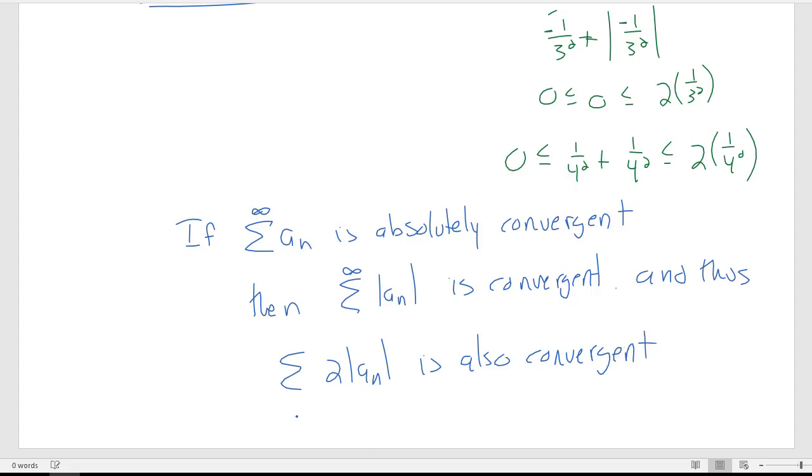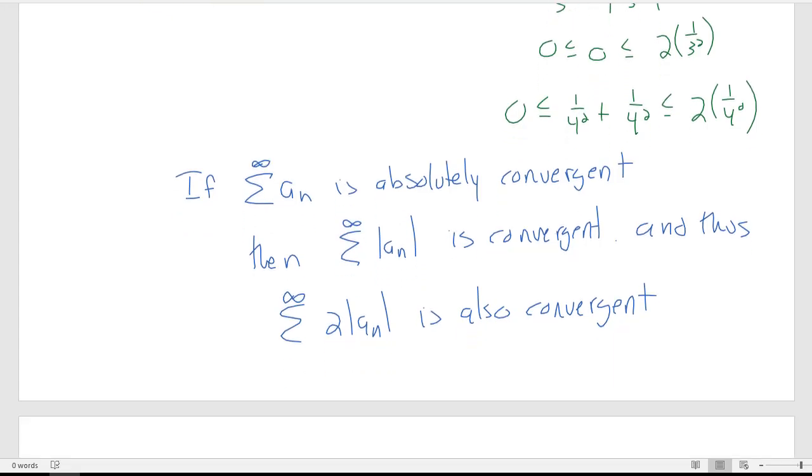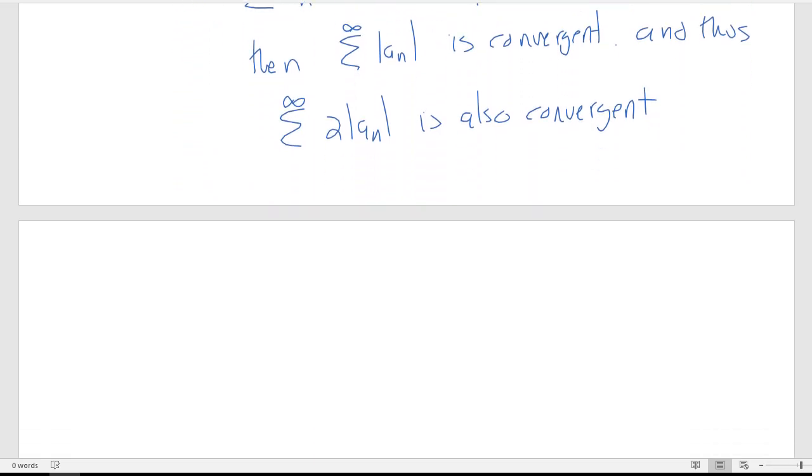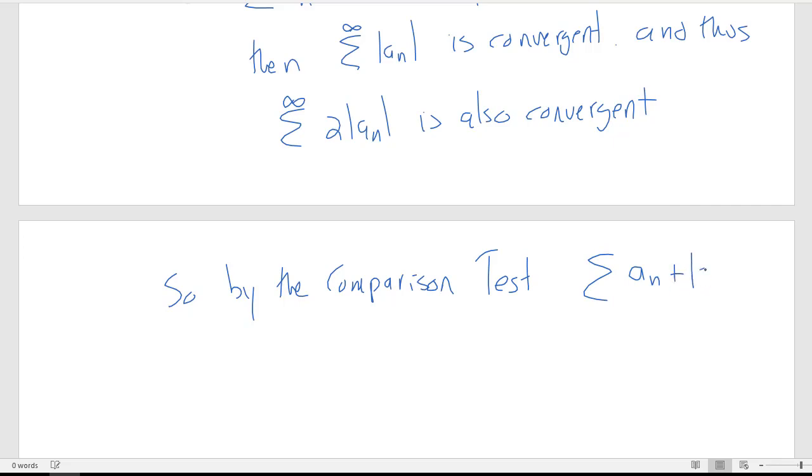Okay, so if this infinite series of absolute value of terms, let's say, equals 5, then 2 times that is 10. That's also a convergent series. That sum is finite. So then we can use the comparison test. By the comparison test, we know that the series of a sub n plus absolute value of a sub n is convergent.